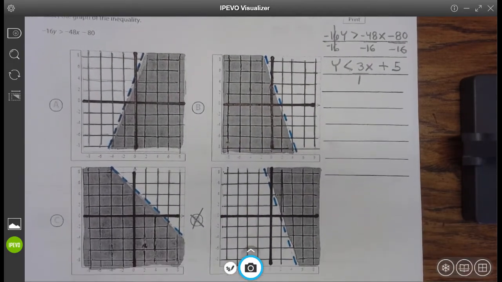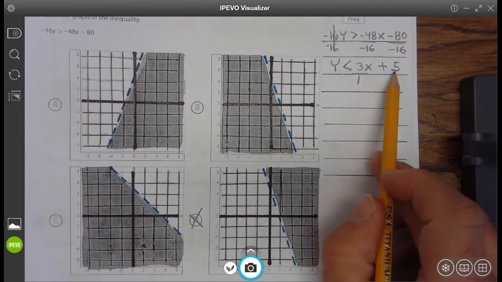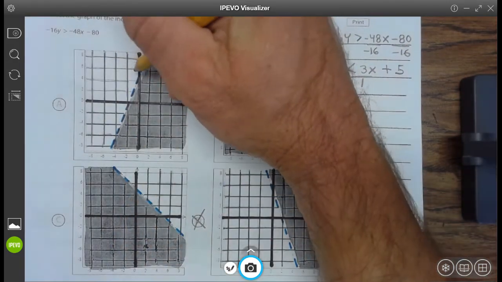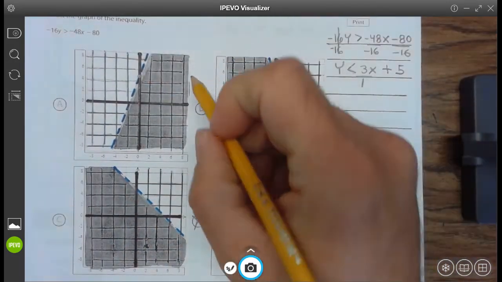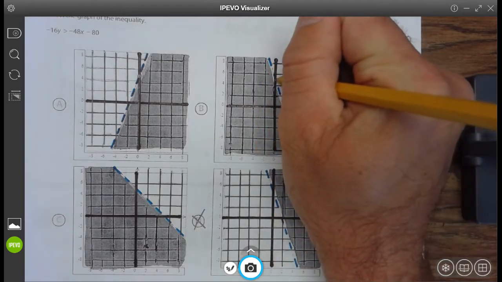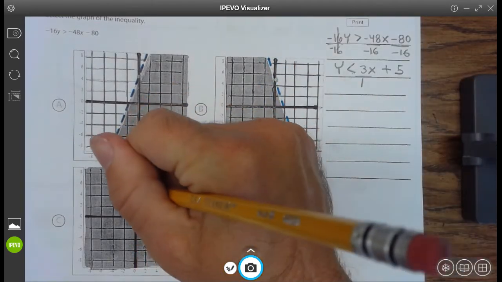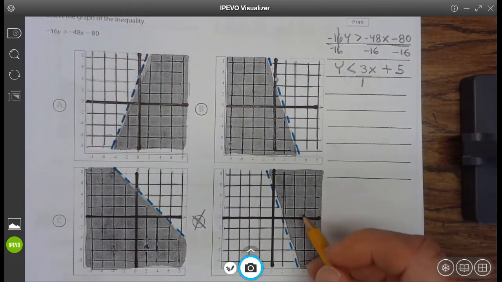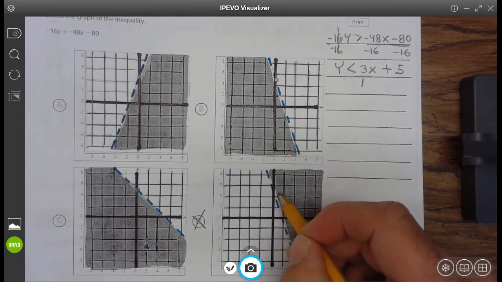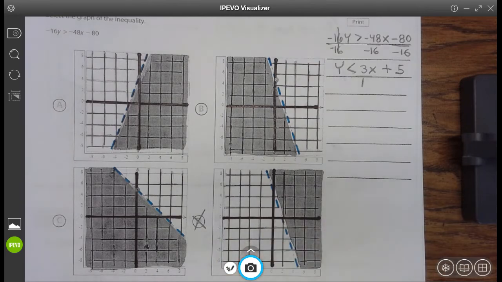Okay. Now we're going to find the y-intercept of 5. So we look okay here at 5. It looks okay at 5 right here. This is at 5. And see, yep, that wasn't at 5, so we can eliminate that one as well.